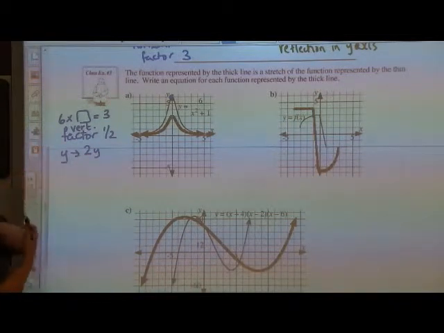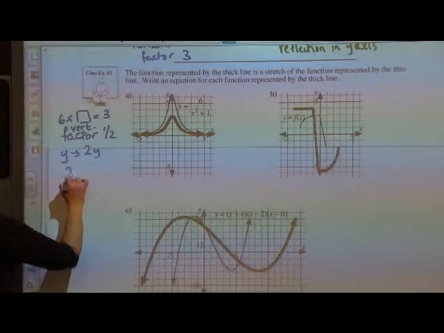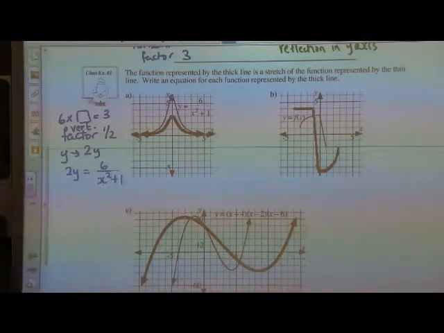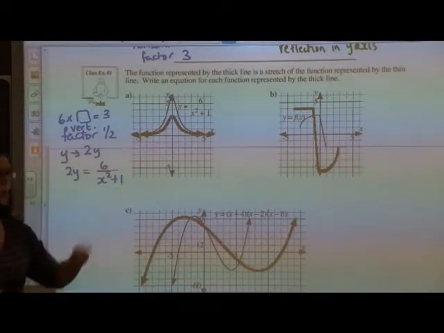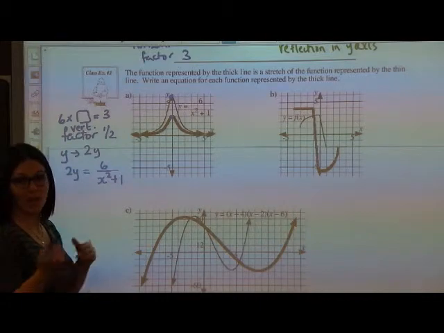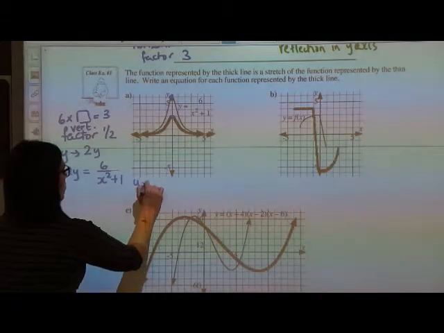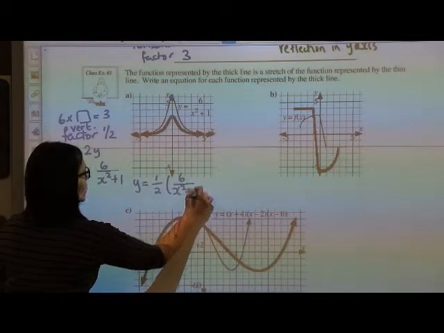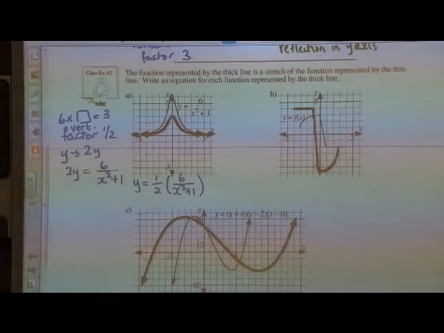So then my equation would be 2y equals 6 over x squared plus 1. How do I bring the 2y to the right-hand side of the equation? Divide by 2, which is the same as multiplied by 1/2. So y equals 1/2 times 6 over x squared plus 1.